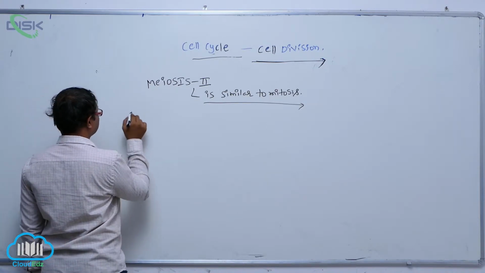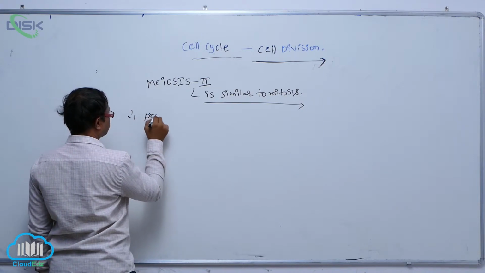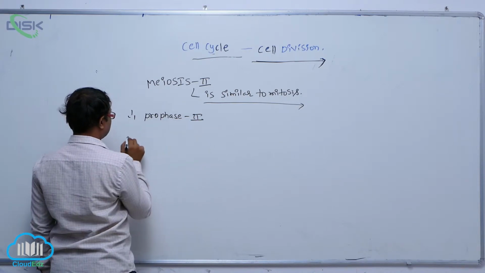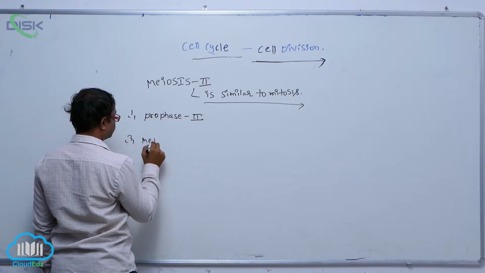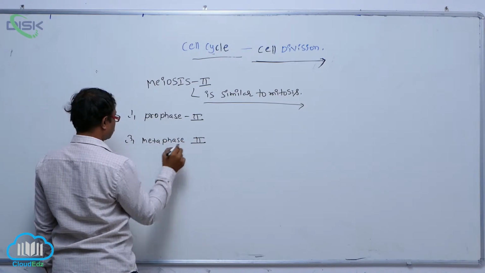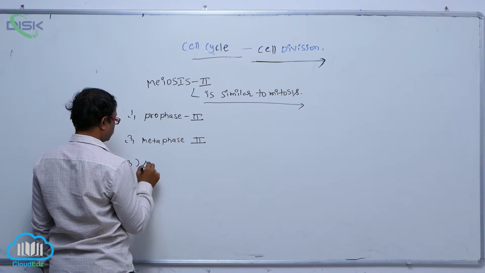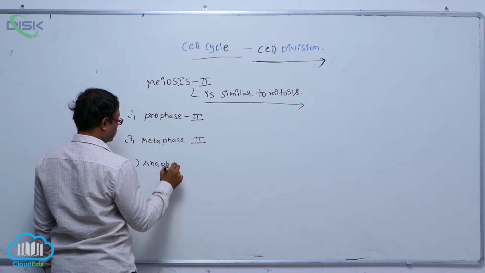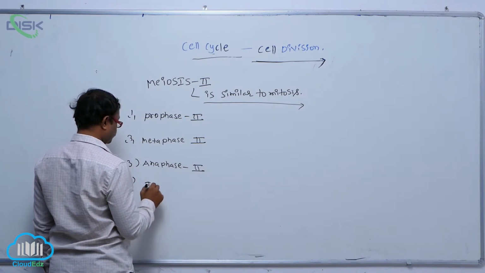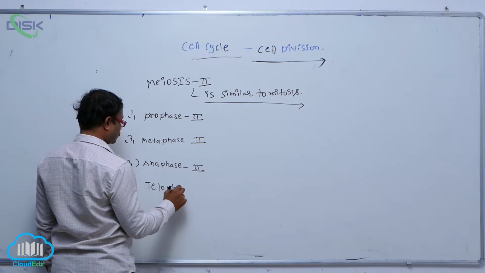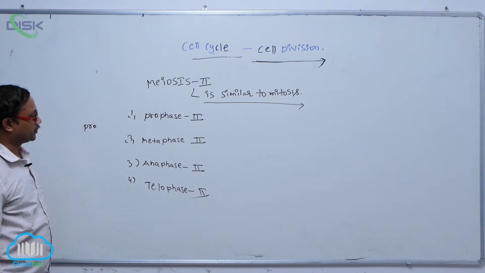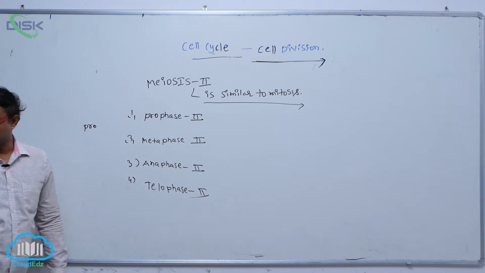In meiosis 2, generally the first stage is prophase 2. After that, metaphase 2. After that, anaphase 2. After that, telophase 2. Prophase 2, metaphase 2, anaphase 2, telophase 2.